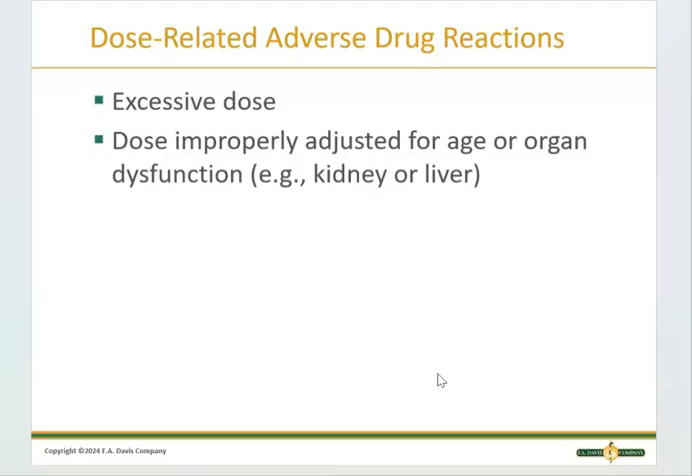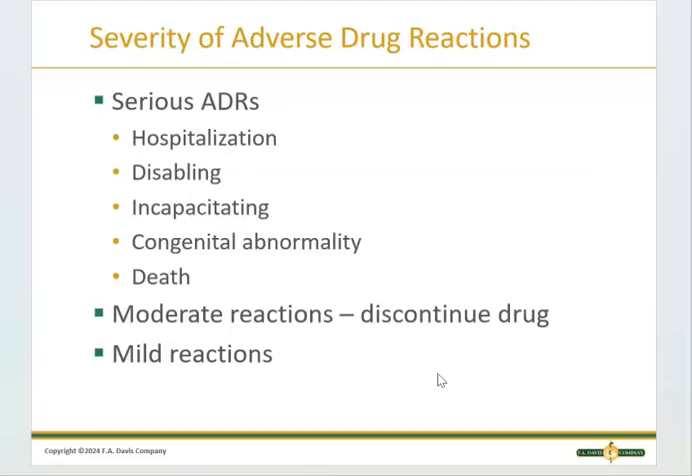Dose-related drug reactions are when you have an excessive dose or failure to adjust the doses properly for age and organ function. Severity of your adverse drug reactions is based on the clinical effect and the outcome. So the FDA defines serious adverse drug reactions as those that result in death or were life-threatening, or disabling, incapacitating, or required hospitalization. Then you can further say the severity could be categorized as mild, moderate, or severe. When they're mild, oftentimes you can adjust doses, those kind of situations.